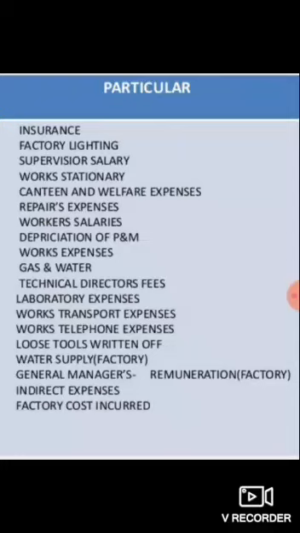And loose tools returned. So after using, if scrap or loose tools are there in the company, their return value should also be added under overhead. And water supply for factory, so that expense should also be added. And general manager remuneration, factory general manager remuneration is added under overheads.